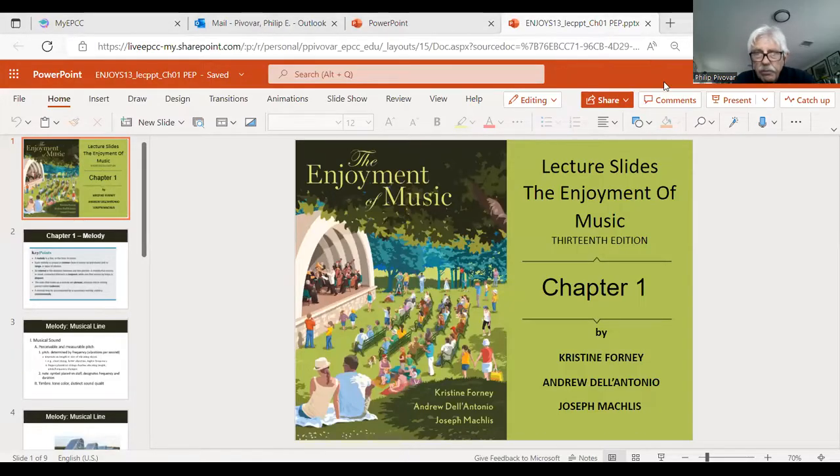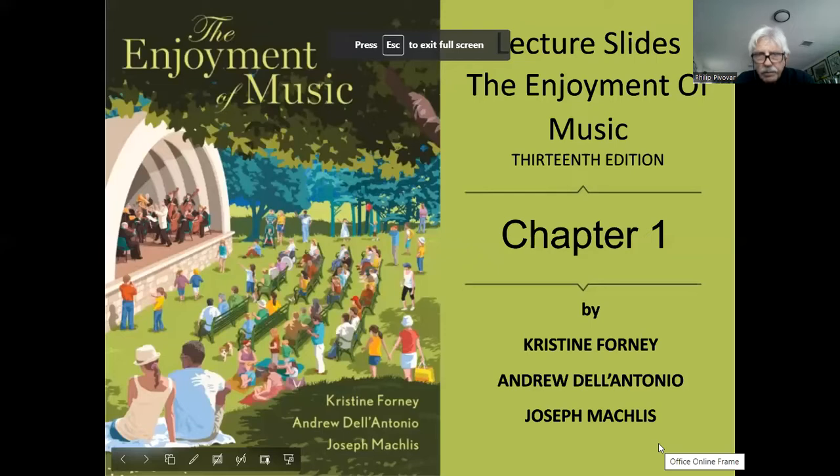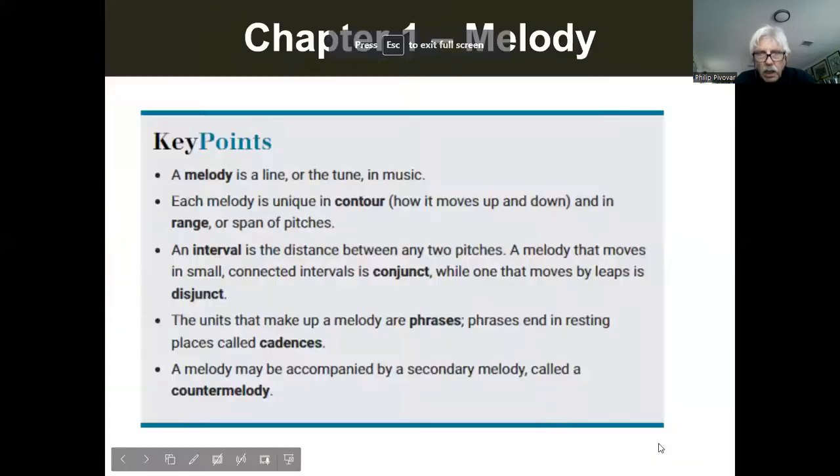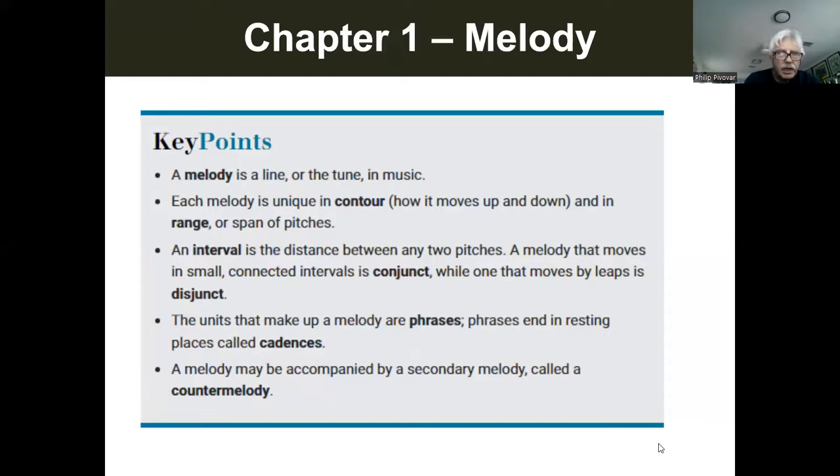Chapter 1. Melody. So a melody is a line, right, or the tune in music.